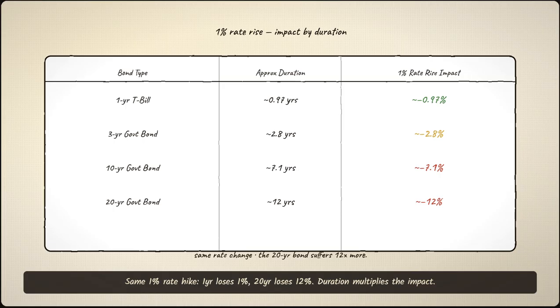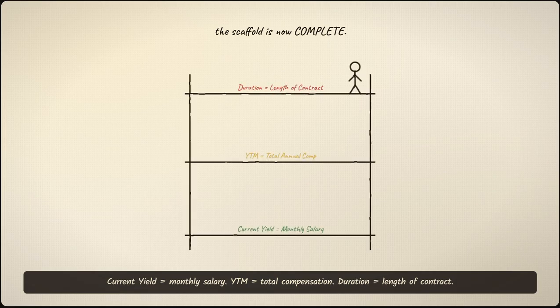Yield to maturity is your true total compensation. Duration is how locked in you are. A short duration bond is a short term contract. The market can't hurt you much because you will be out soon. A long duration bond is a 20-year contract. If the market moves against you, you are exposed for a very long time.